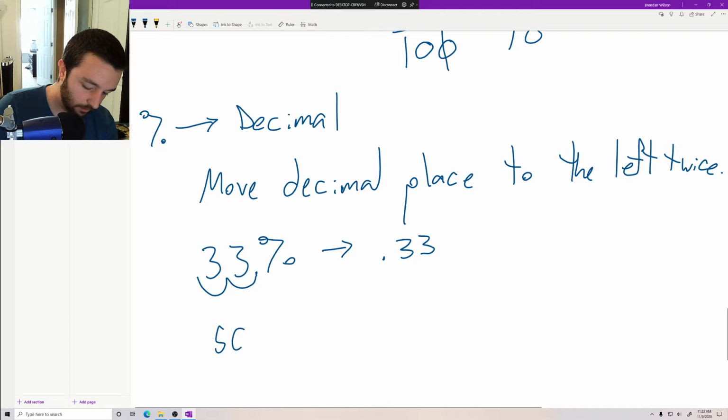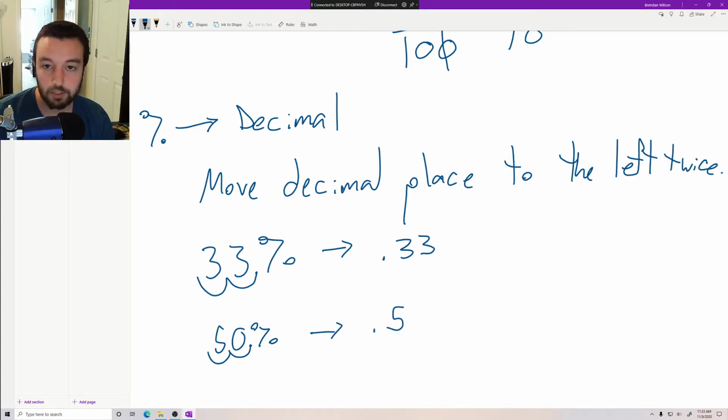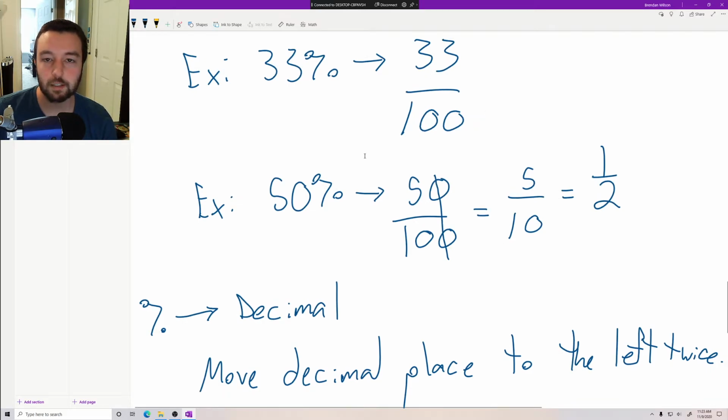50%. We're going to take this and move it to the left twice. So we're going to get 0.5, which we also know as 1/2. We found that out in the decimal section. So why does this work? Well, it's because we're dividing by 100.